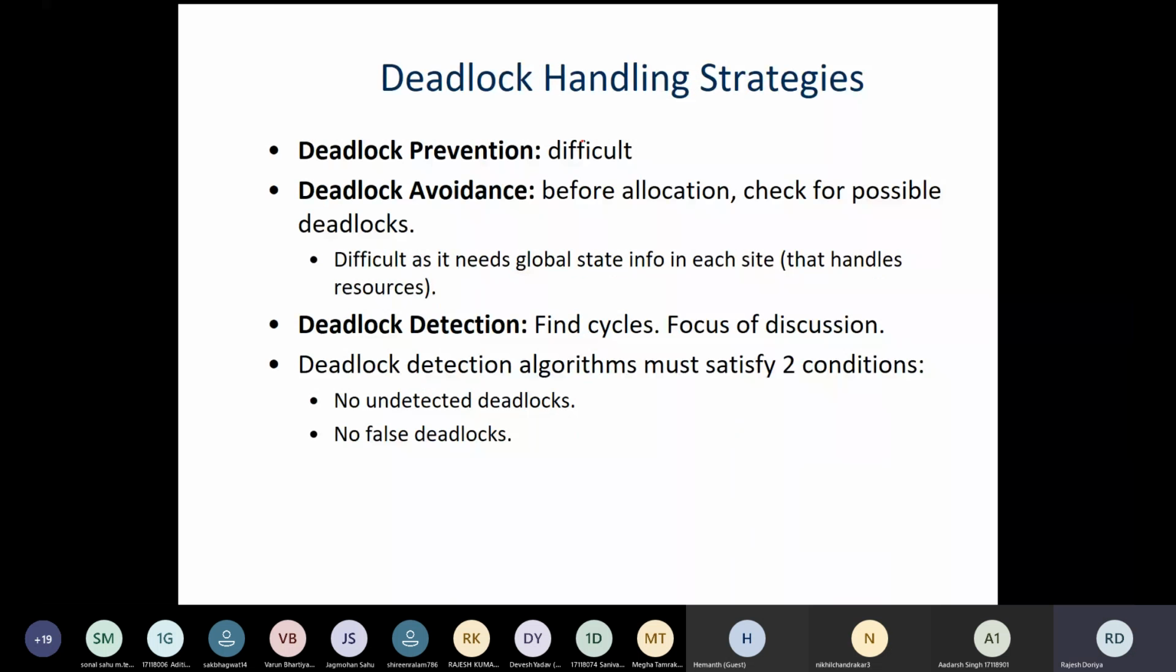So deadlock prevention is difficult, so in most cases we go for deadlock avoidance. Okay. In the case of deadlock detection, again we need to find the cycles. If a cycle is there, then we can say that there is a deadlock. The deadlock detection algorithm must satisfy two conditions. The first is that there should not be any case where an existing deadlock has not been detected. And second, it must not detect a false deadlock. Right. So these are the two basic requirements of deadlock detection algorithms.